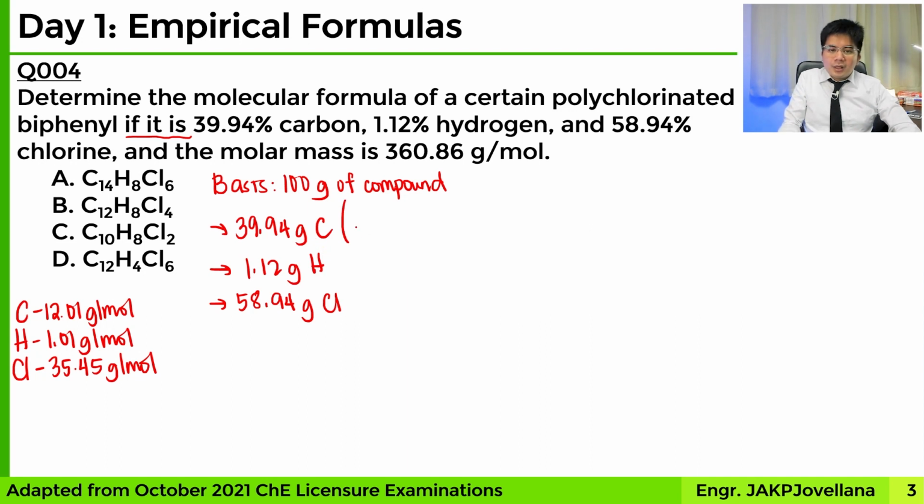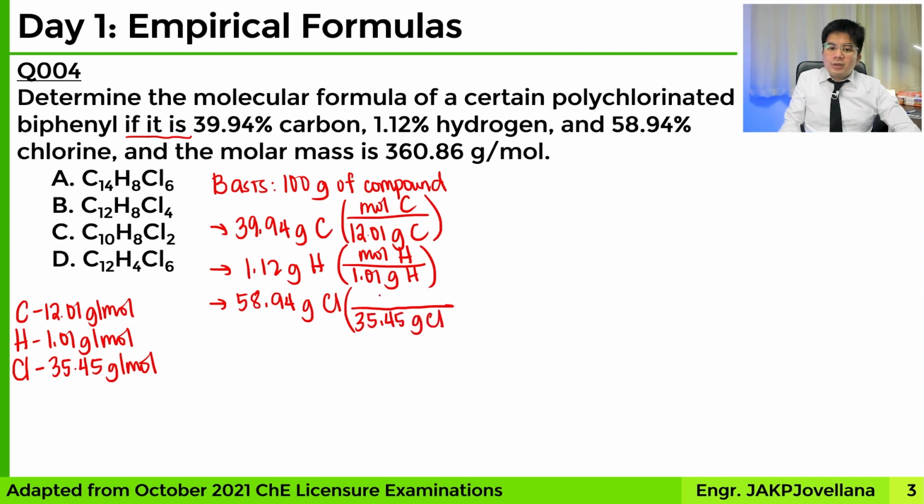For carbon, we divide by 12.01 grams of carbon per mole of carbon. For hydrogen, we divide by 1.01 grams of hydrogen per mole of hydrogen. And lastly, for chlorine, we divide by 35.45 grams of chlorine per mole of chlorine. So we can determine the respective amount in moles of each element in our basis of 100 grams. We cancel grams of carbon, grams of hydrogen, and grams of chlorine.